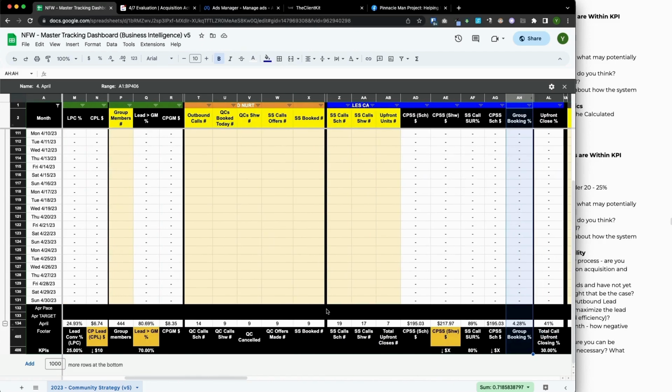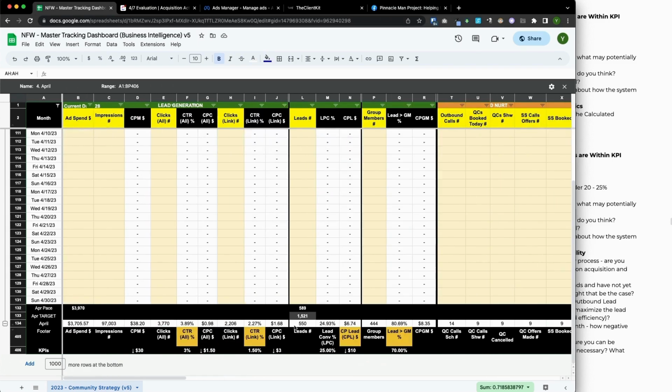The reason why some of the numbers are not good is because I'm not booking enough calls from the actual community. So I probably need to double down on my outbound lead nurture so that I can book more calls. Because if I look at this, I would say, hey, scale baby scale over here, right? Ads are doing great, and all these numbers are looking within KPI.